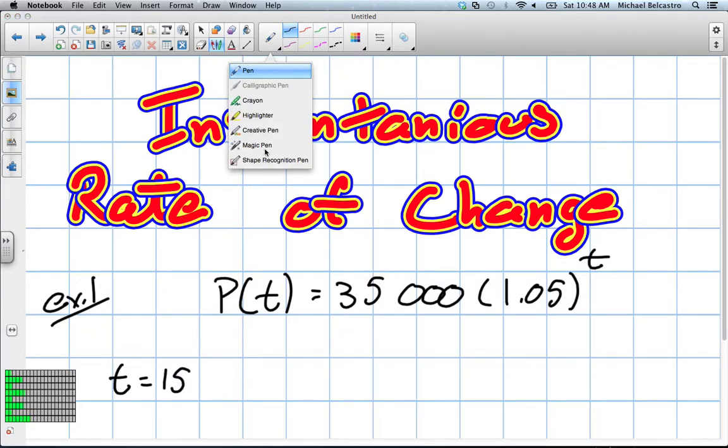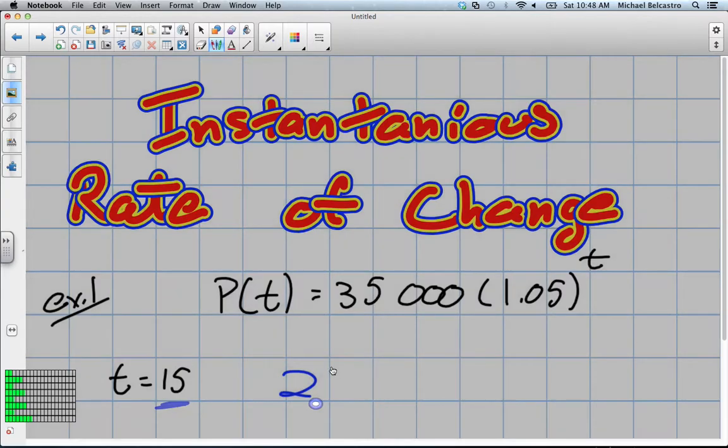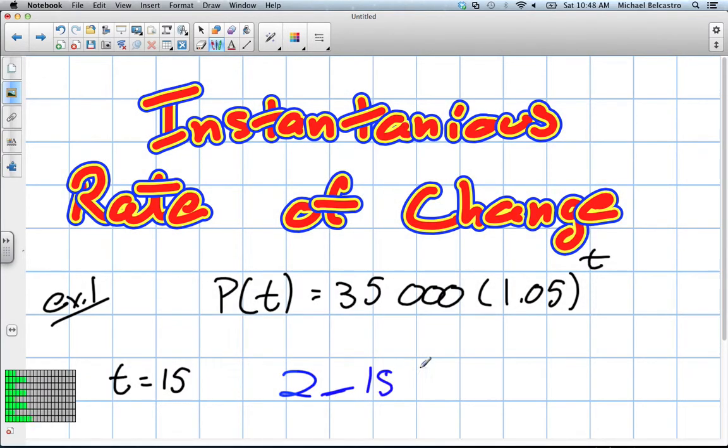Just to give you some background on the question, this is a population of some city. This is how the population is calculated. P(t) stands for the population, and t stands for time in reference to the year 2000. So if t is 15, what year are they in? Do you know? 2015. That's right, exactly. We're talking about 2015. So they want to know exactly at 2015 what the population is changing by in that year.